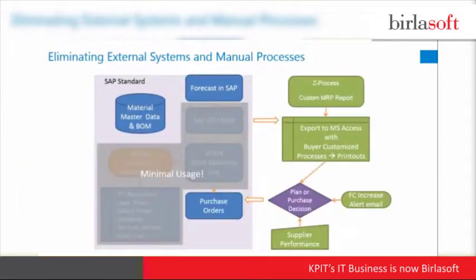So this is, from a high-level view, what the system looked like before. They had the Z process and a custom MRP report, which was really taking information from SAP and dumping it into an Access program to rerun MRP, to do a manual printout to see what they needed to buy, send the buyer printouts, and determine whether or not they wanted to apply it or purchase it. Then there was a lot of emailing and using some external reports for supplier performance.